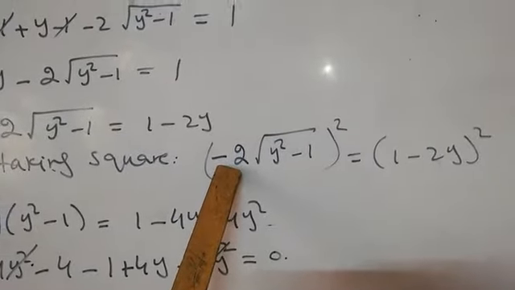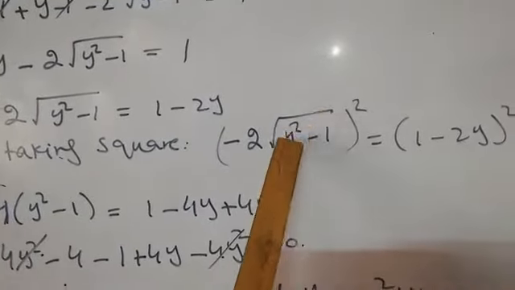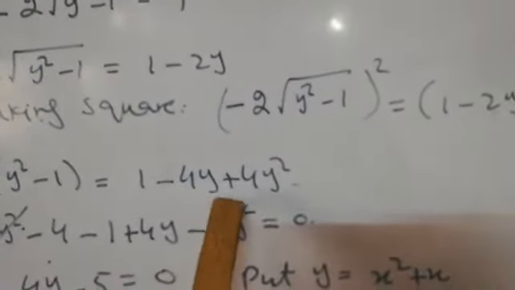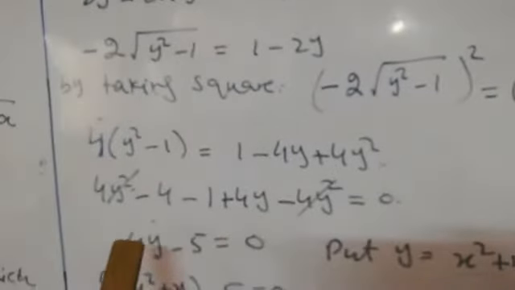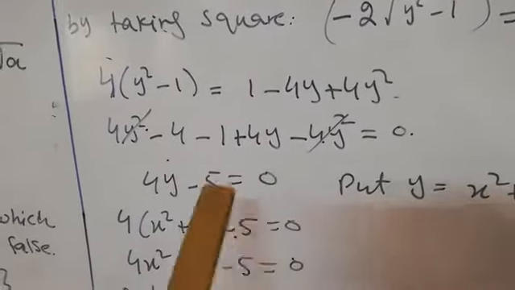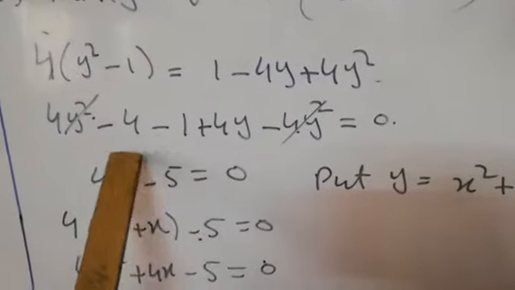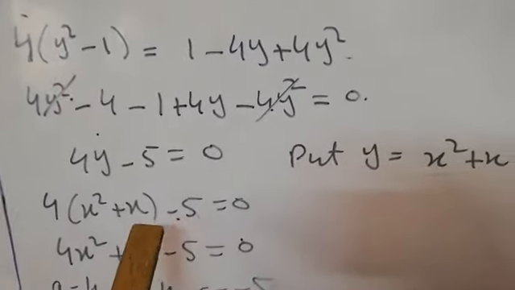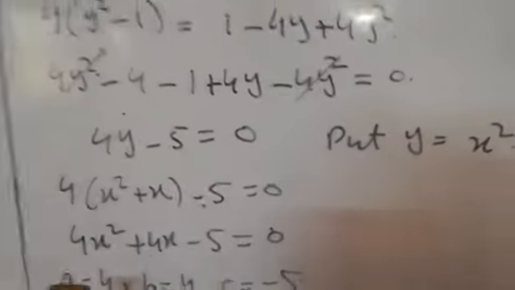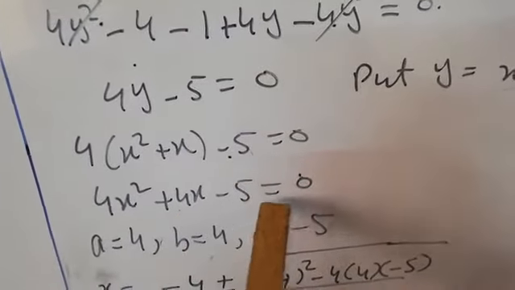The square of the negative value will be positive. So the square of 2 is equal to 4, and here the radical sign will be cancelled. So 4 into (y square minus 1) is equal to 1 minus 4y plus 4y square. So we will write all the values to the right hand side and cancel 4y square, and we get 4y minus 5 is equal to 0. So we will put the value of y equal to x square plus x, because this is the actual variable, and after that we will get the quadratic equation 4x square plus 4x minus 5 is equal to 0.